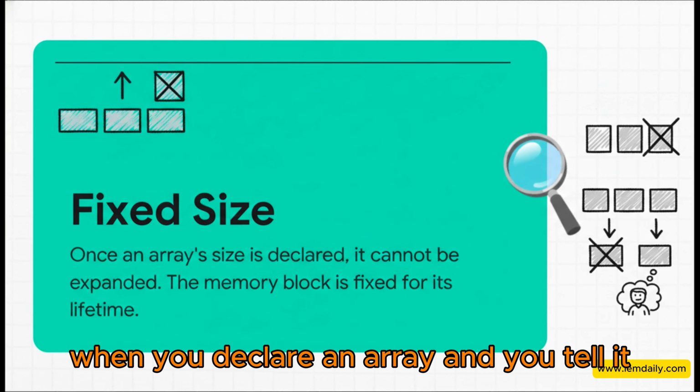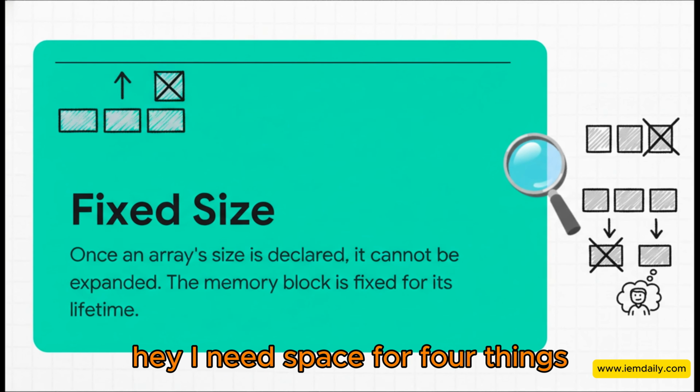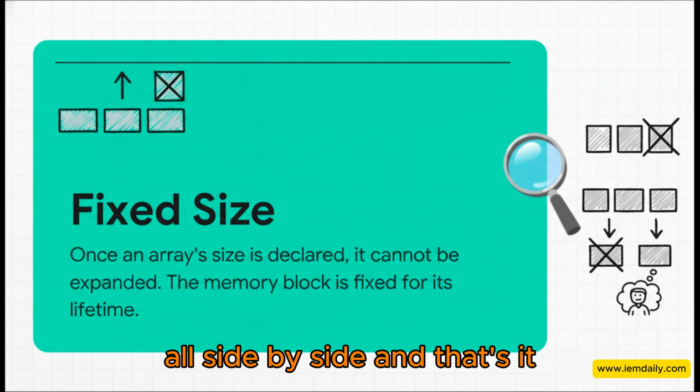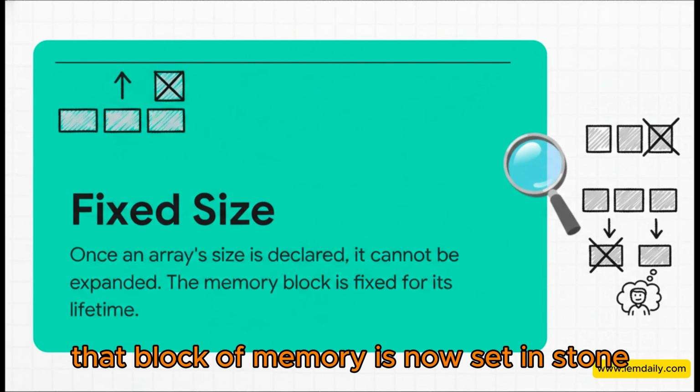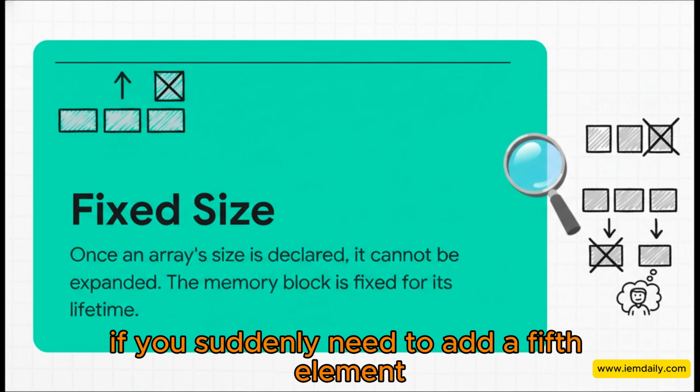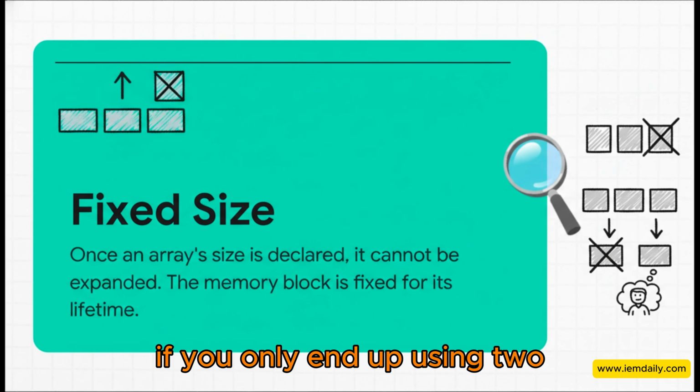When you declare an array and you tell it, hey, I need space for 4 things, the system carves out exactly enough memory for those 4 elements, all side by side. And that's it. That block of memory is now set in stone. You can't ask it to grow later if you suddenly need to add a 5th element, and you can't shrink it down to save space if you only end up using 2.